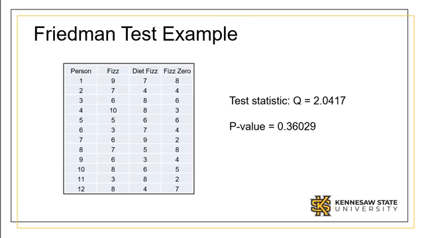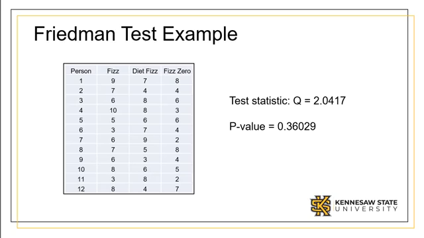Let's consider this example. Suppose we have 3 cola brands, Fizz, Diet Fizz, and Fizz Zero. We ask each person to sample each drink and rate on a scale from 1 to 10. Is there any difference in the medians of the 3 colas? Assume alpha is 0.05. Since there are 3 groups, the degrees of freedom will be 2.